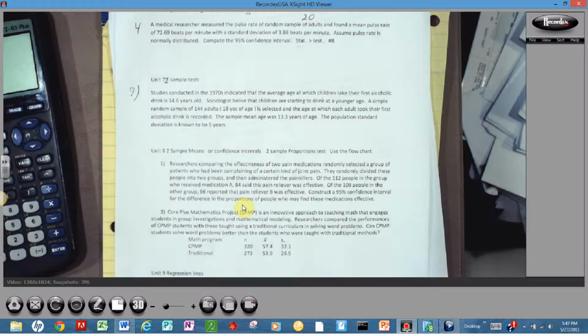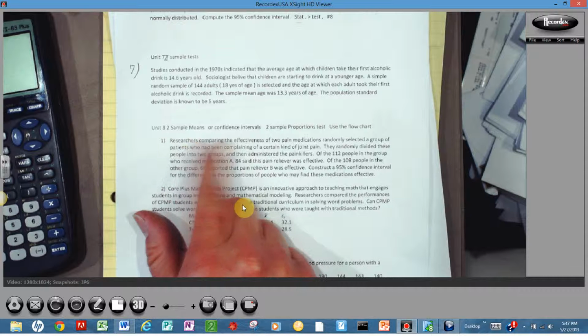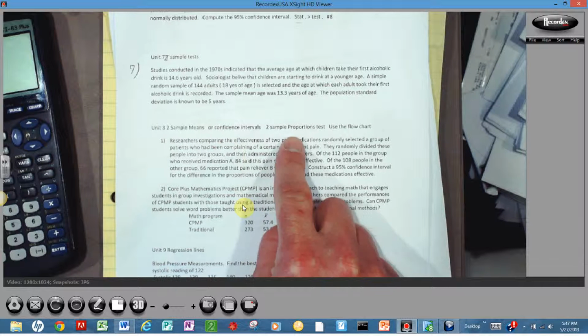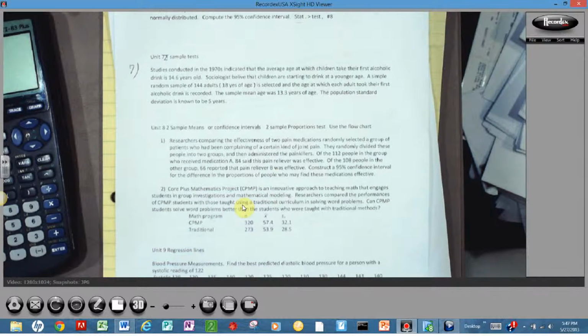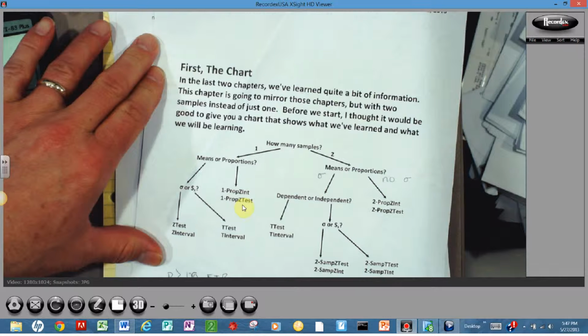Next, we're going to move on to Unit 8. And in Unit 8, we're checking two sample means or confidence intervals, and two sample proportion tests, and we're going to use a flowchart to determine that. This is the chart that I'm talking about right here, which we'll use to determine which test we're going to use here.